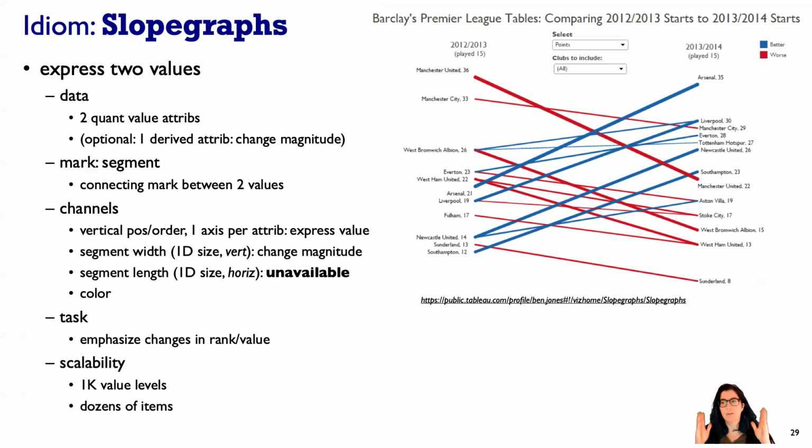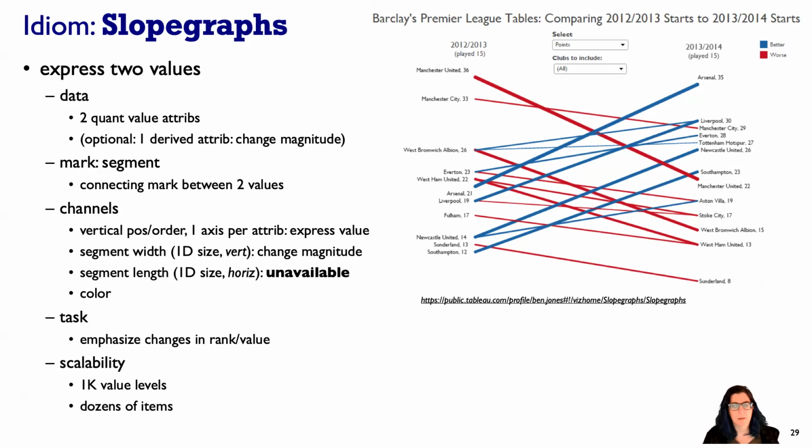And that's what we're using to width code those lines. And the length is unavailable, right? The idiom has decided all these lengths are the same. Technically, there's a correlation with the length of the line and its slope, but we're not really focused on that. They're connecting marks, and the main point of them is that they're connecting up these two values. And then, of course, here we're also color coding, although that's not required.